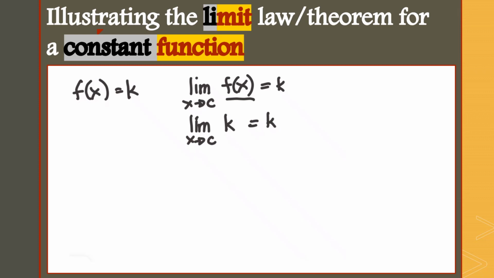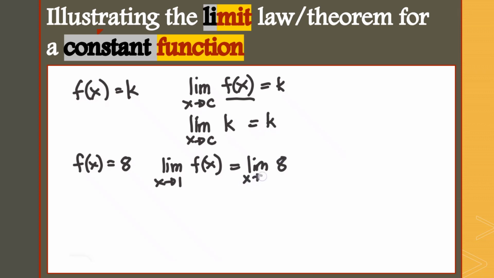Let us have a certain example here. Let's say our f of x is equal to 8. If our f of x is equal to 8 and we're solving for the limit of our function as x approaches a certain constant, let's say 1, this would be written as the limit of our given function 8 as x approaches 1 will result in the same value of 8.